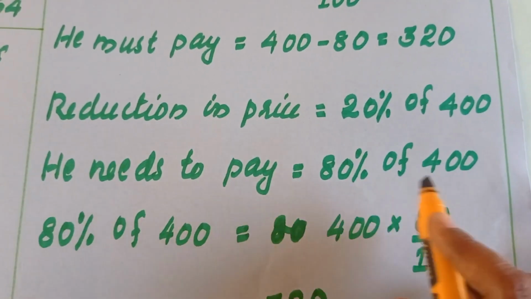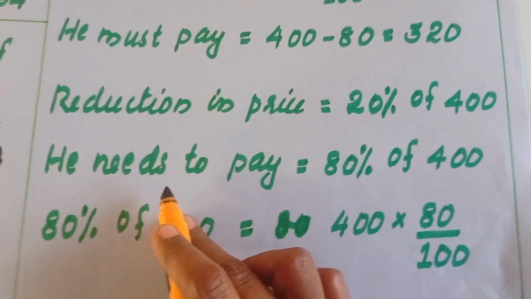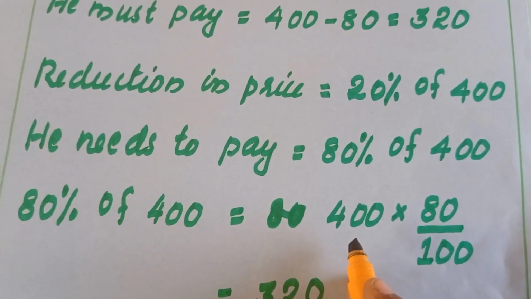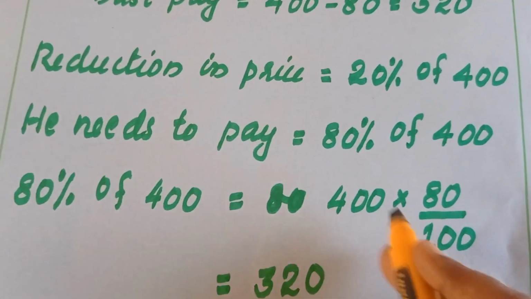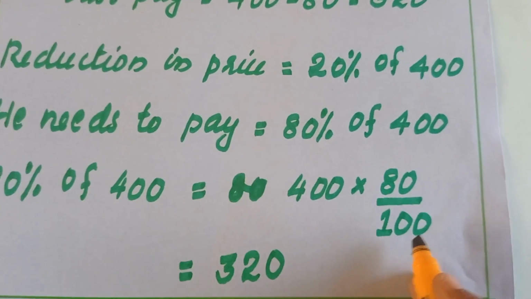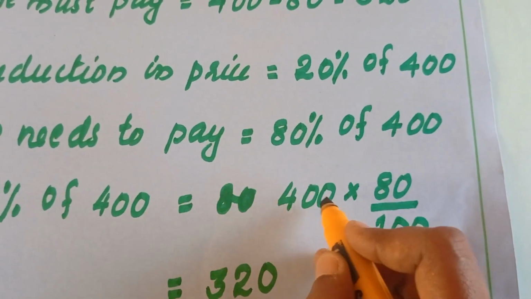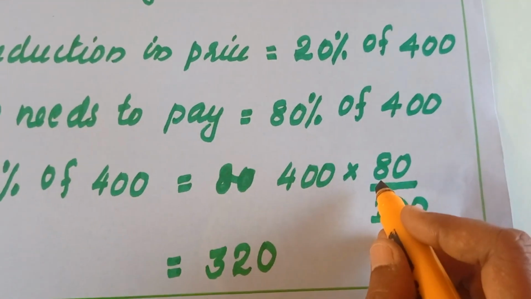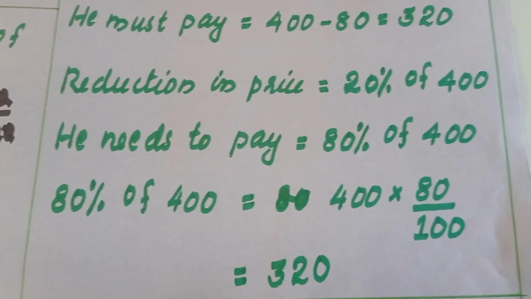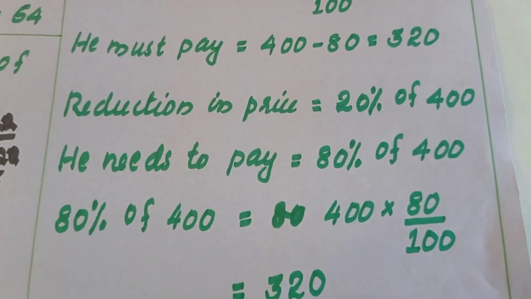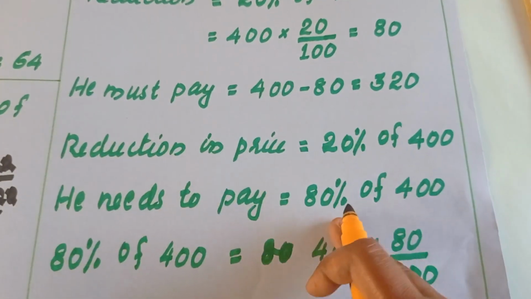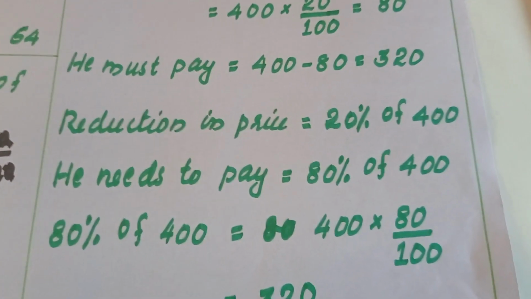Then 80% of 400 he needs to pay. 80% of 400 is equal to 400 into 80 by 100. Then cut these two zeros. Then 4 into 80 is 320. He needs to pay 320 rupees as the price of the shirt. There are two ways to find out the answer.